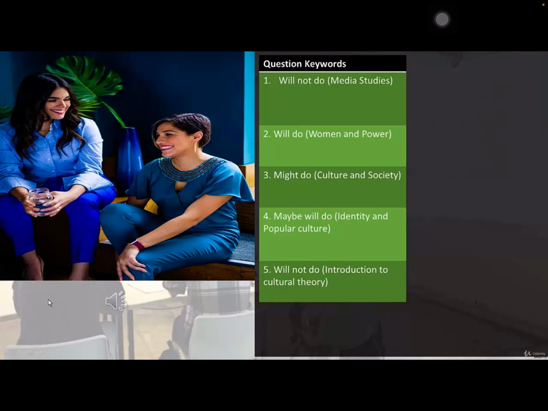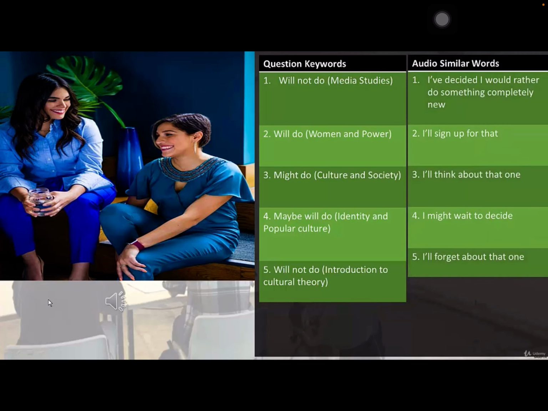All right, let's go ahead and go over the answer choices. So for will not do, he said, I've decided I would rather do something completely new. For will do, he said, I'll sign up for that. For might do, you should have written down, I'll think about that one. For maybe will do, that's the easiest one. He said, I might wait to decide. And for will not do, you should have written down, I'll forget about that one. So that's the paraphrasing that you should have written down for those question keywords.